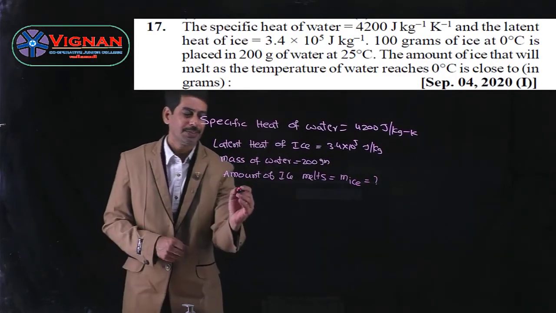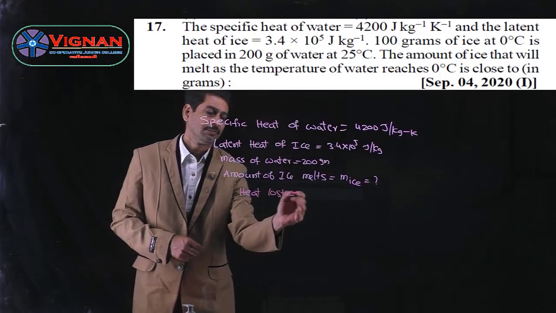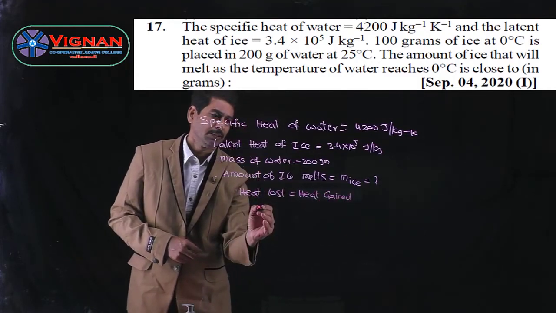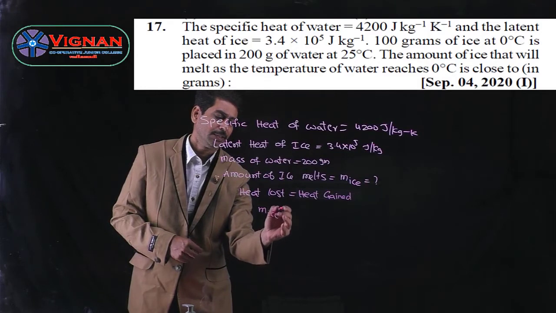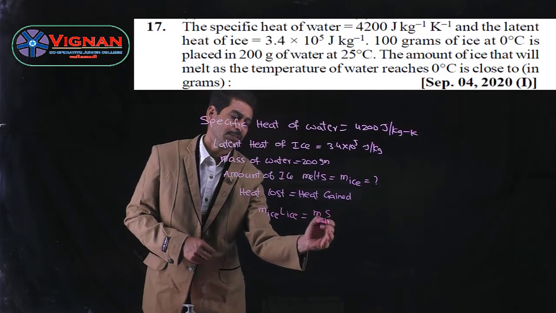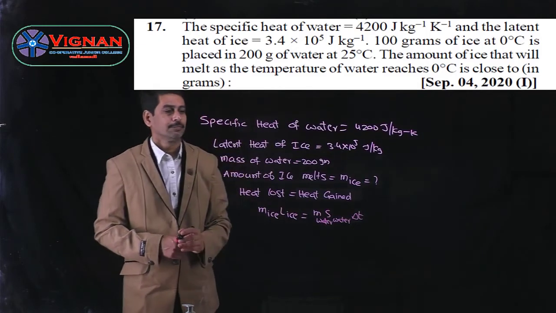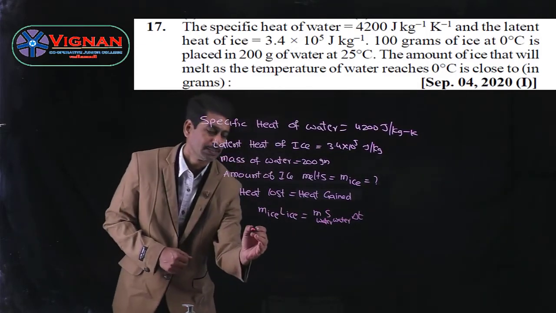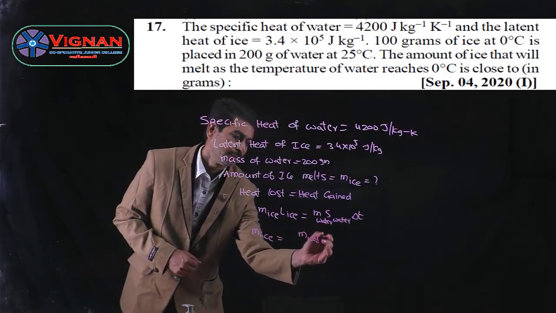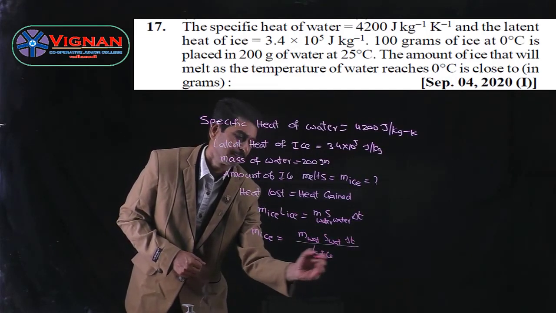From the principle of the method of mixtures, heat loss is equal to heat gain. So here m ice into latent heat of ice is nothing but m s delta T, that is mass of water and specific heat of water into delta T. So to find the mass of ice, it is given as m water, specific heat of water into delta T, divided by latent heat of ice.